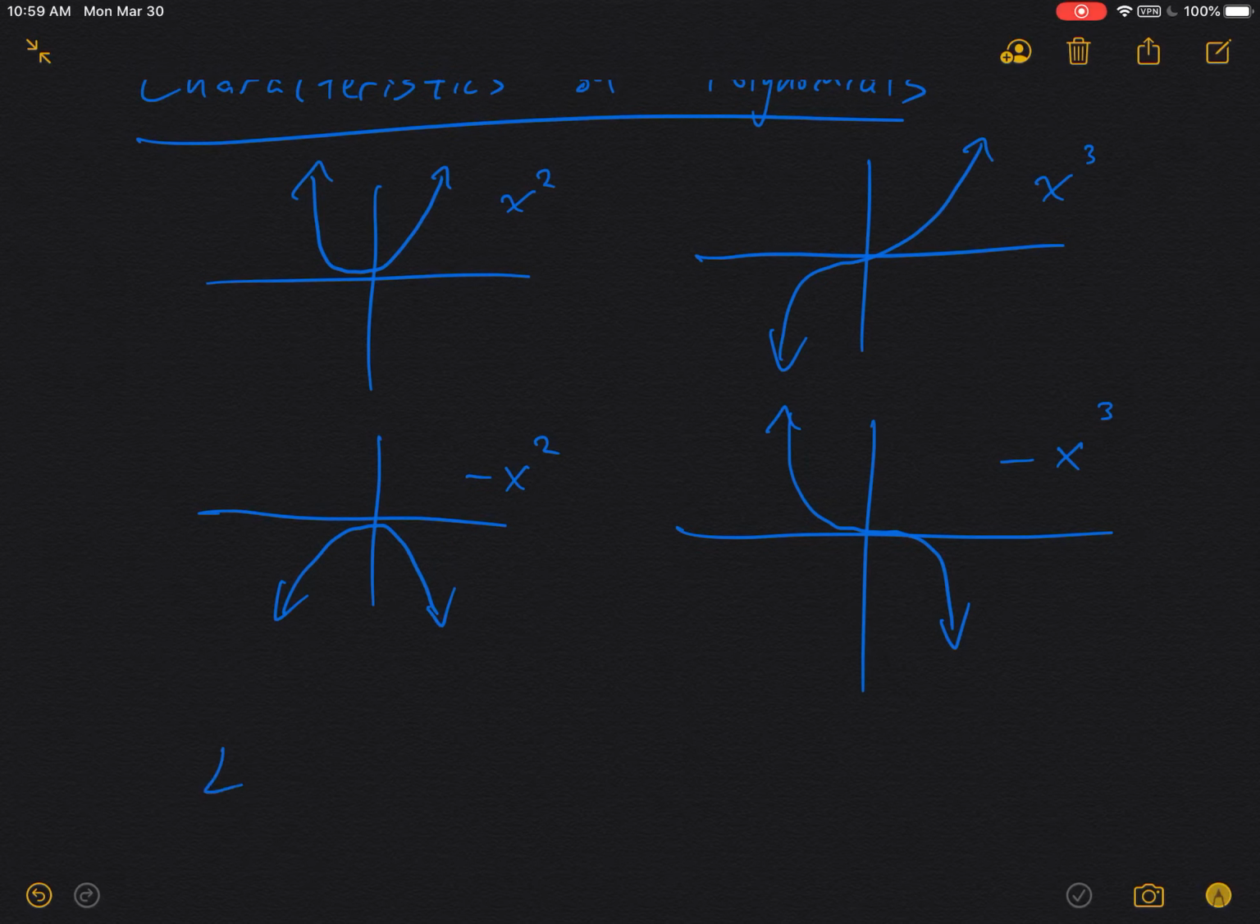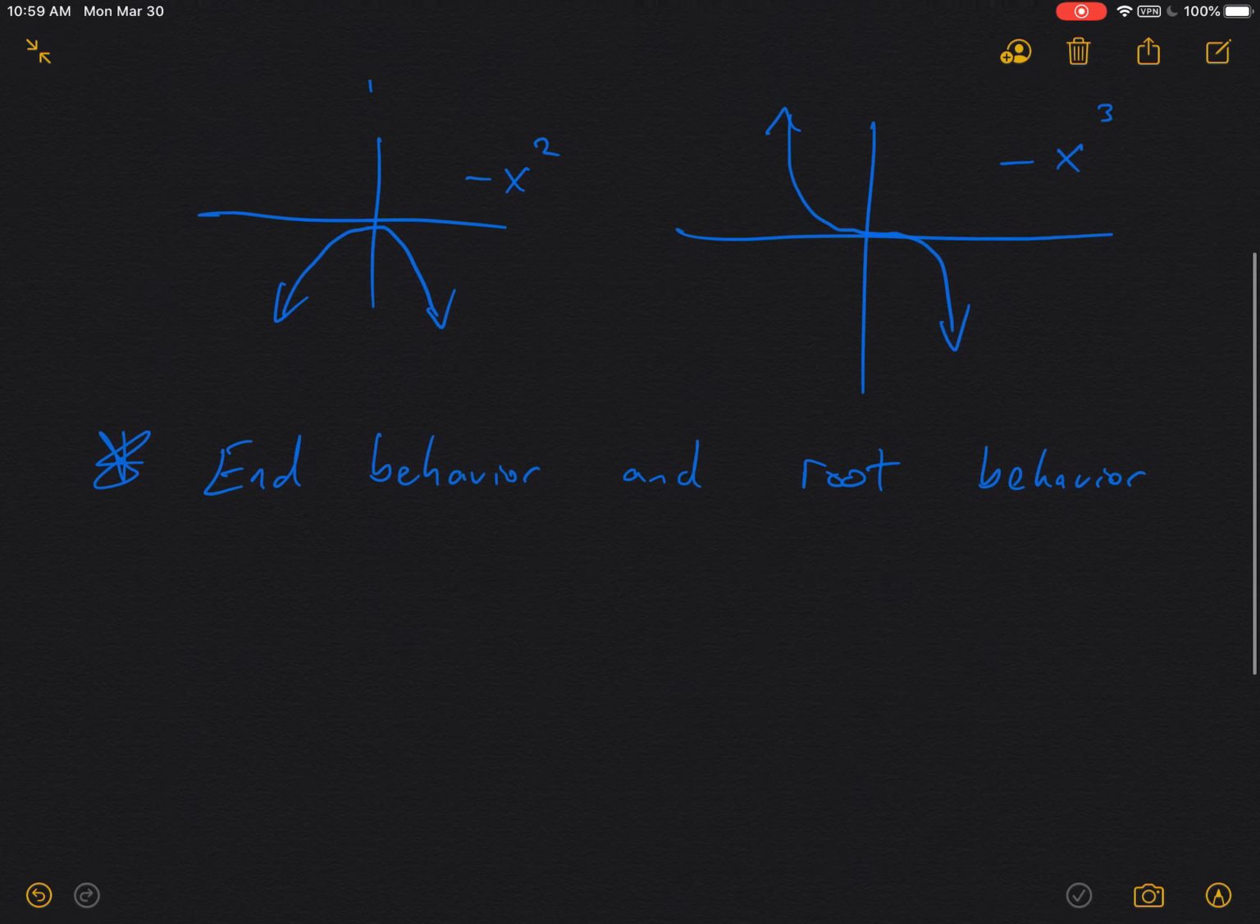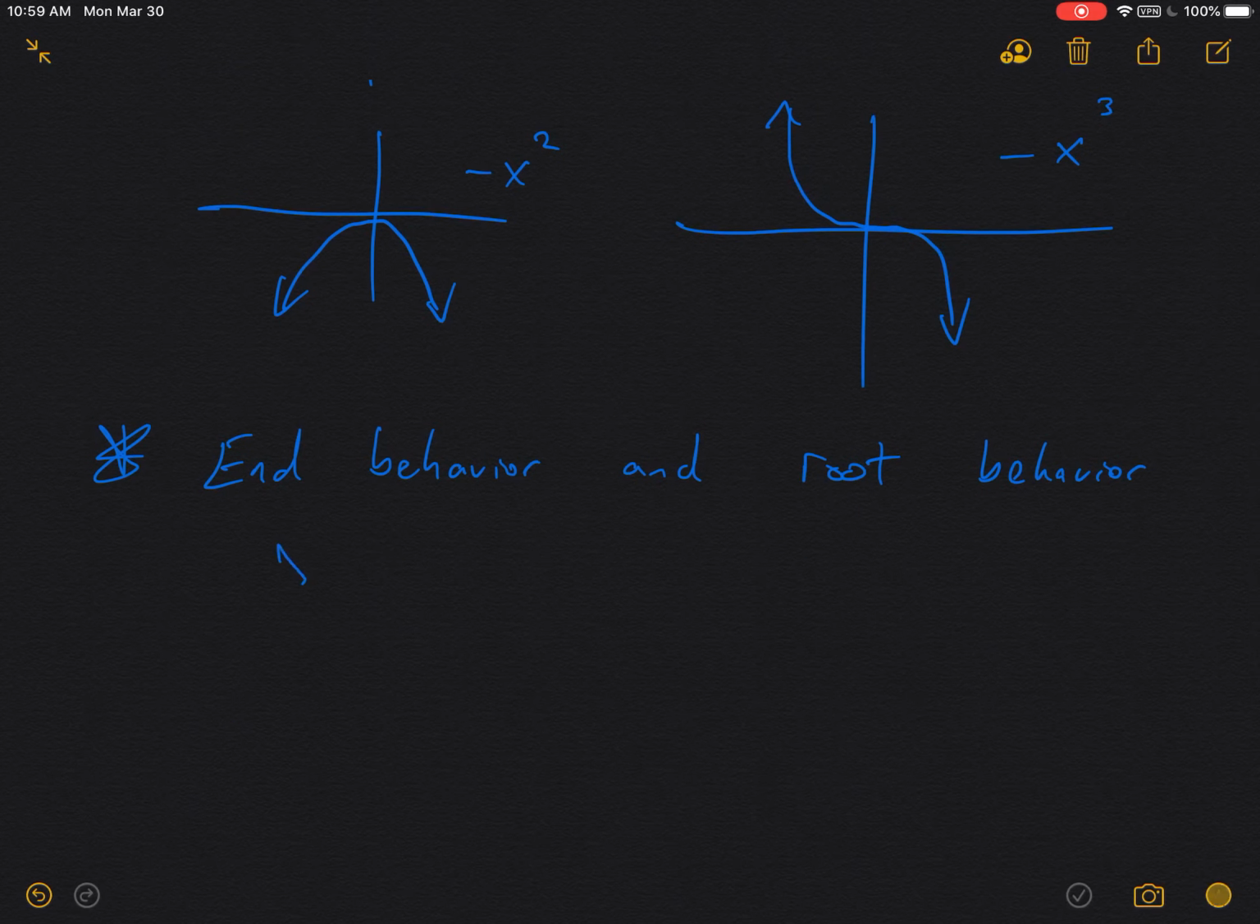We want to know what its end behavior is, so maybe I'll write these down here. The two things that we care about are the end behavior and root behavior, or zero behavior. So those are the two things that I expect us to be able to graph for a general polynomial.